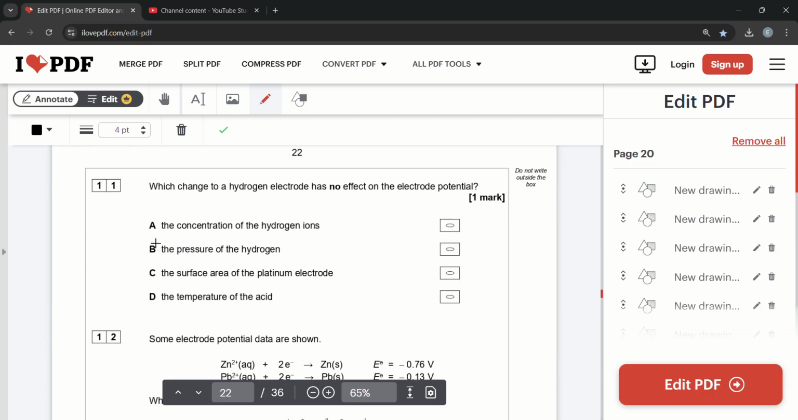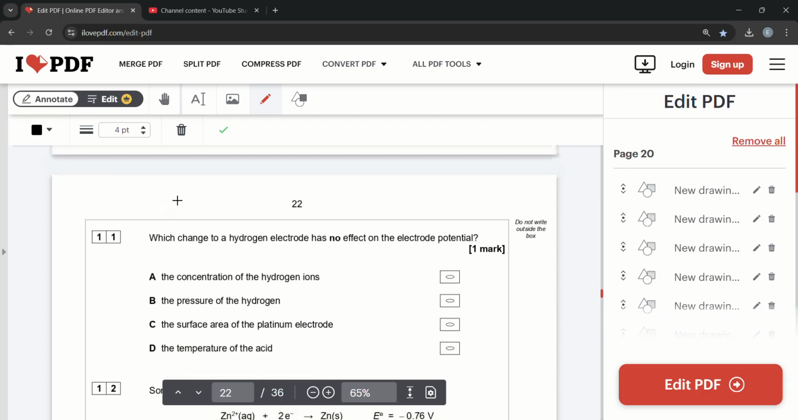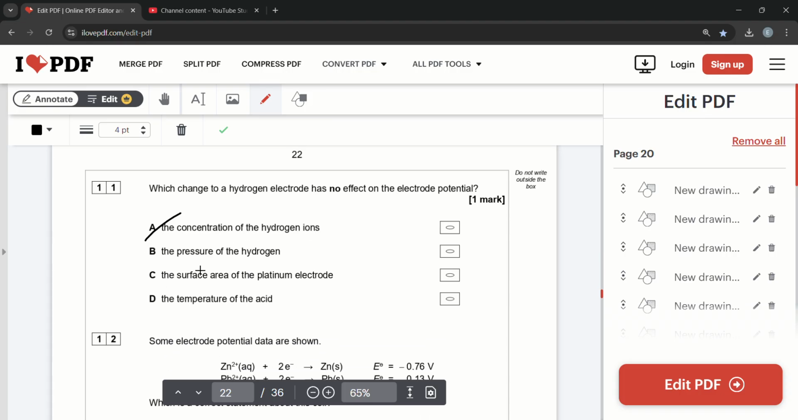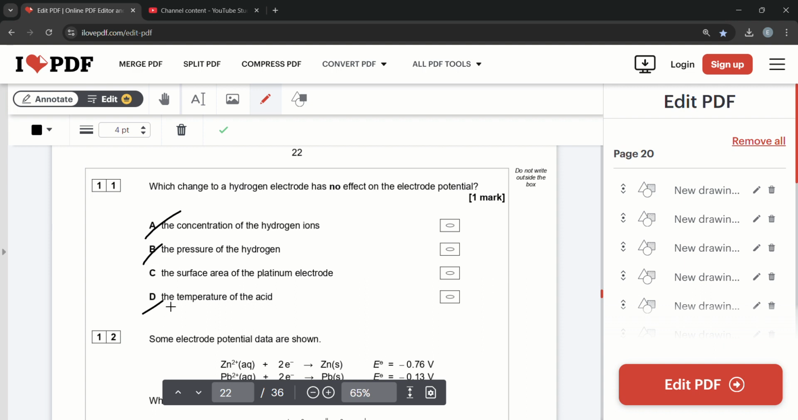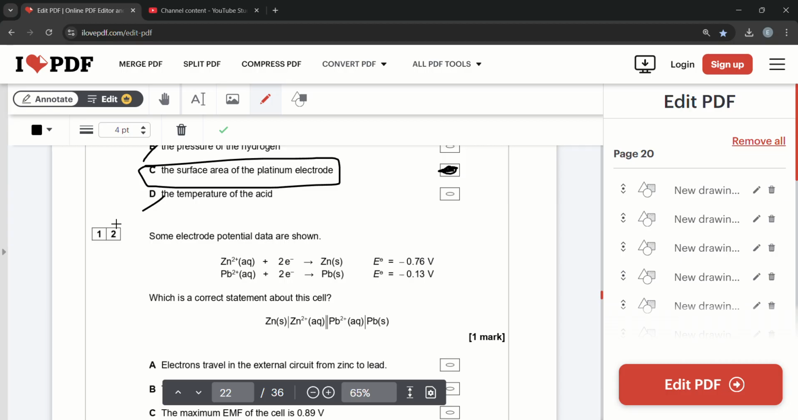Which change to the hydrogen electrode has no effect on electrode potential? Remember, for the hydrogen electrode and electrode potential, 3 things you need to keep the same. The concentration of the hydrogen ions, 1.0 moles per dm cubed. The temperature, which is room temperature, and the pressure of 100 kilopascals. So concentration does have an effect, pressure does have an effect, temperature does have an effect, so surface area has no effect on the electrode potential. And you do need to know those 3 conditions for electrode potential off by heart.